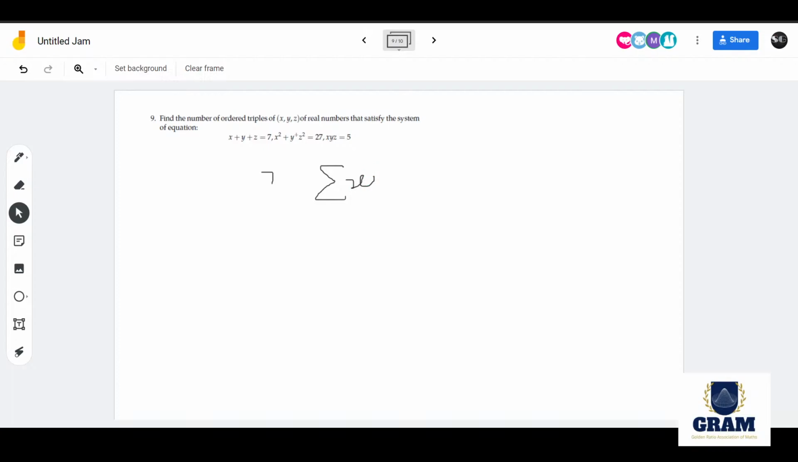Actually, there's a typo in the problem. It should be x squared plus y squared plus z squared. So maybe you could just edit that with a pen here. This one is just supposing the roots and then just Newton sums or something like that.